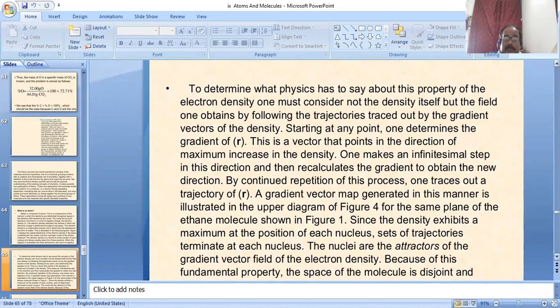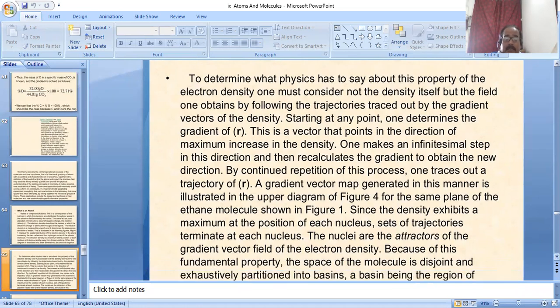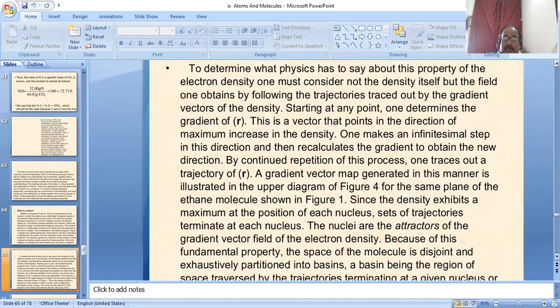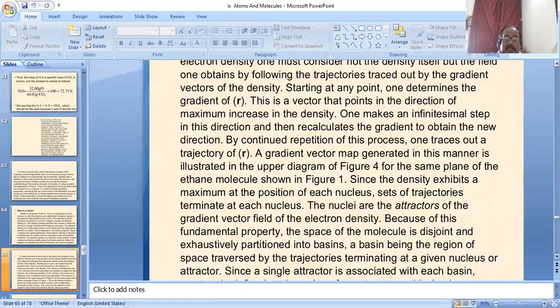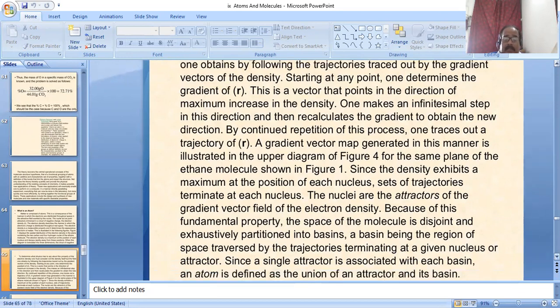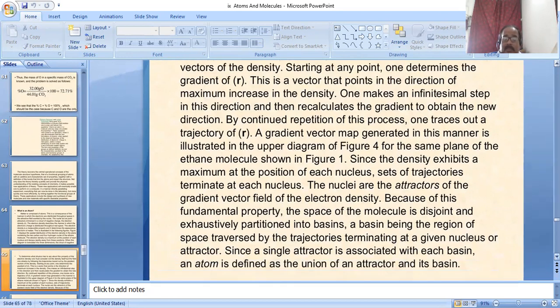Because of this fundamental property, the space of the molecule is disjointly and exhaustively partitioned into basins. A basin is the region of space traversed by the trajectories terminating at a given nuclear attractor. Since a single attractor is associated with each basin, an atom is defined as the union of an attractor and its basin.